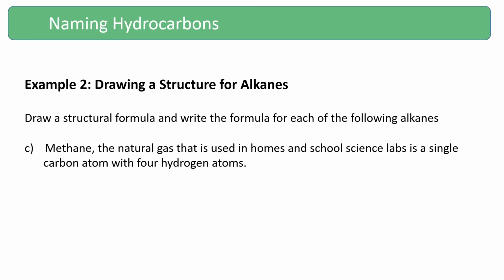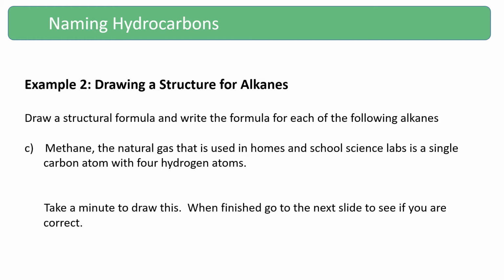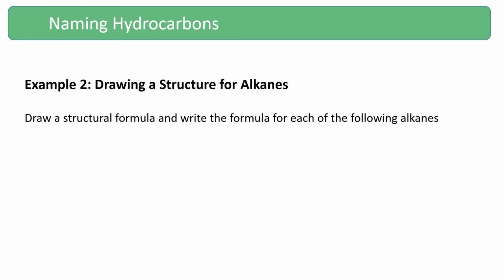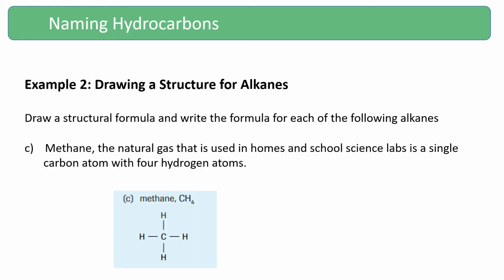Now, let's try methane. Methane is a natural gas that is used in homes and school science labs. It's a single carbon, that's the term meth, and let's draw it. So we have 1 carbon, add the bonding lines, and we have 4 hydrogens, methane.